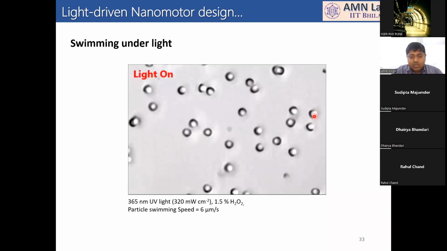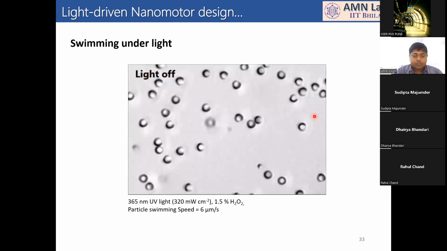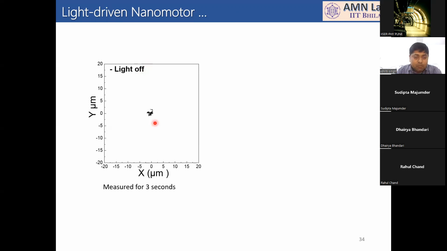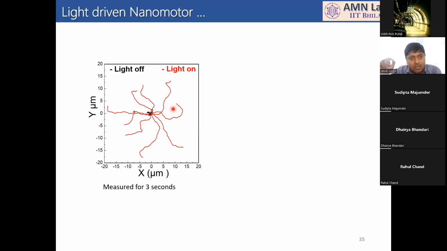This kind of control we have got with these motors. You can see in terms of plots, when the light is off, I have put all the trajectories of all the particles at the center, 0, 0 position in this XY plane. So this is not the trajectory of one particle. It represents the trajectories of many particles, around 7 or 8 particles minimum. When the light is off, they are all confined in a very small region, just doing their characteristic Brownian motion. When you turn the light on, you can see larger trajectories, they start moving in all possible random directions.